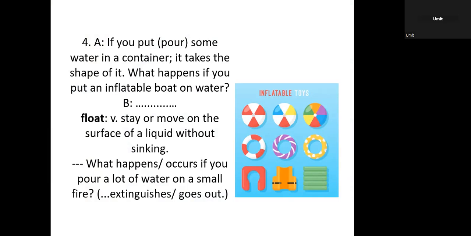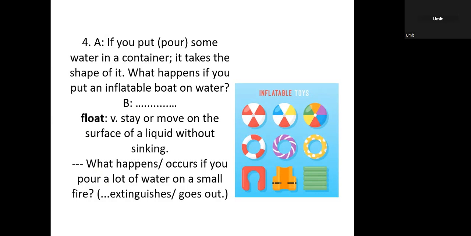What happens if you pour a lot of water on a small fire? Of course, that much water extinguishes the fire. The fire extinguishes. It is both transitive and intransitive. The fire extinguishes, or that much water extinguishes the fire. The fire goes out. Okay. But inflatable means, is it floatable?